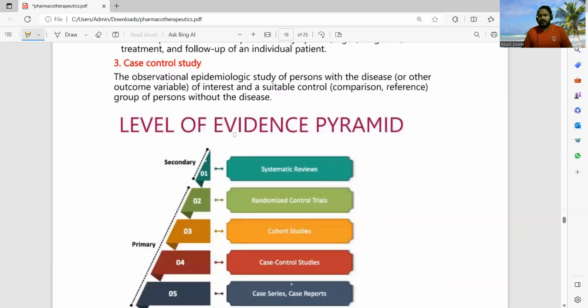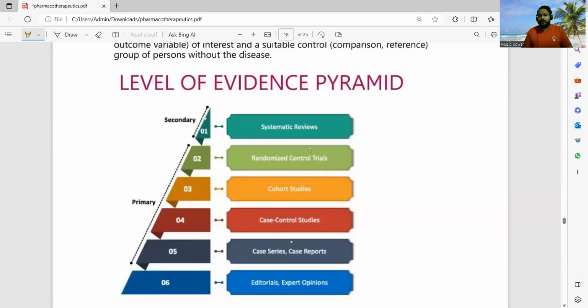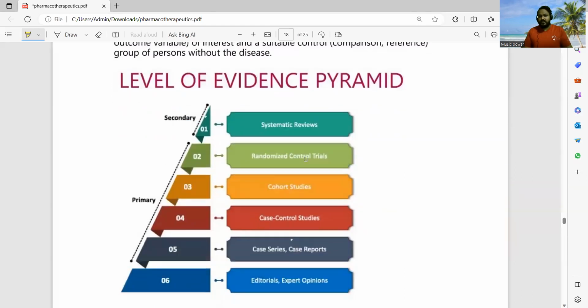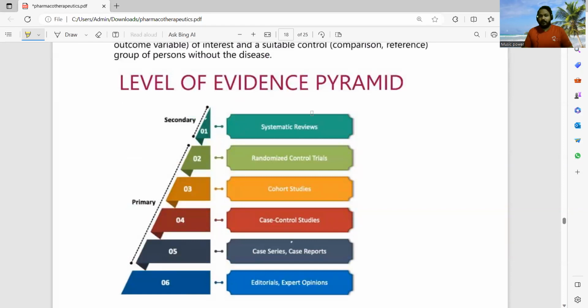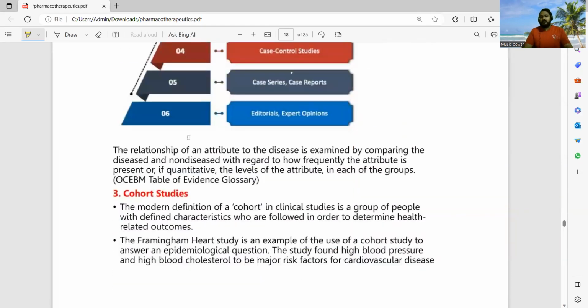Here you can see the level of evidence pyramid: the systematic reviews and randomized control trials, cohort studies, case control studies, case series and case reports, and editorial and expert opinion. This comes in the secondary, and this is primary. So this is the level of evidence pyramid. The relationship of an attribute to the disease is examined by comparing the diseased and non-diseased with regard to how frequently the attribute is present, or, if quantitative, the level of the attribute in each of the groups.